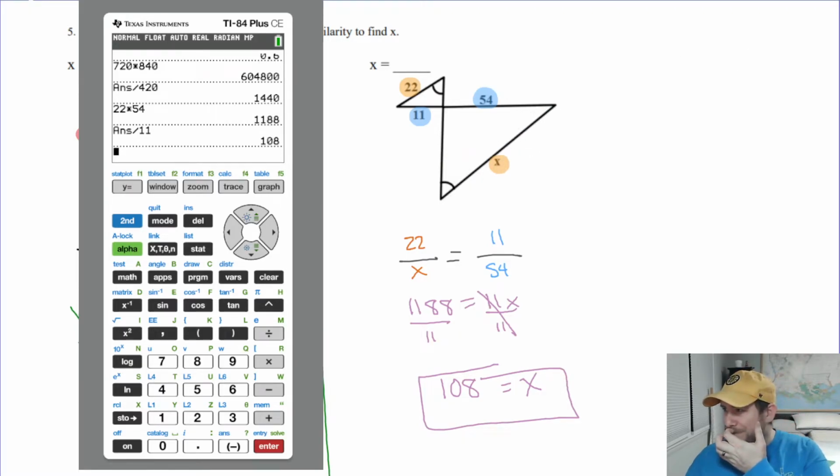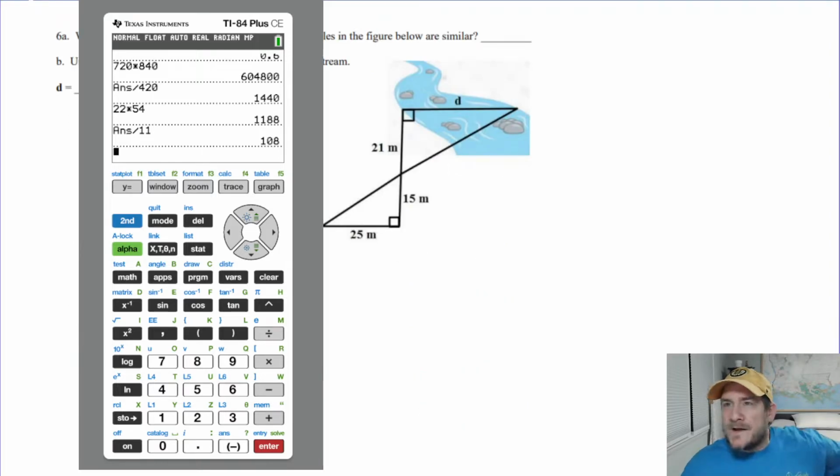Okay, what about 6? So another kind of word problem. Again, I see right angles. So those are just a gift. We can say that those right angles are congruent because they're both right angles. And then the other one that we see so often, we see these angles right here, and we know those are vertical angles. So again, we can say that these triangles are similar because of angle-angle similarity.